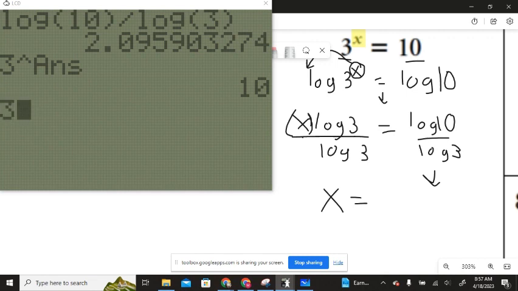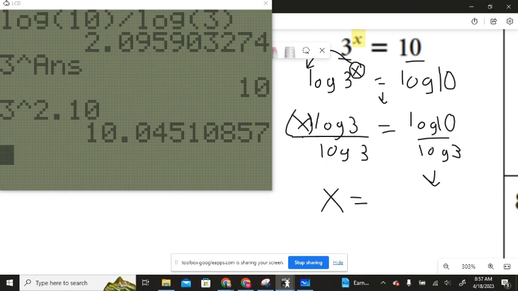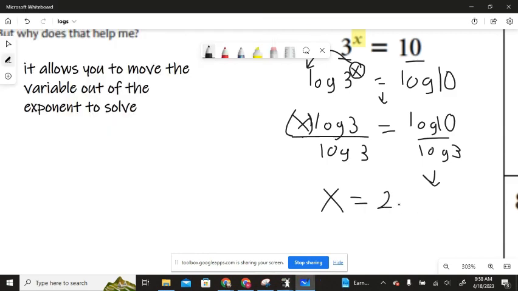If you tried to do this to the rounded version of the decimal, which for us is going to be 2.10, you're probably going to get close to 10. You might go a little bit past it because this is higher than our original decimal. So just keep that in mind: when you're checking your answer, check with the original decimal, not your rounded one.